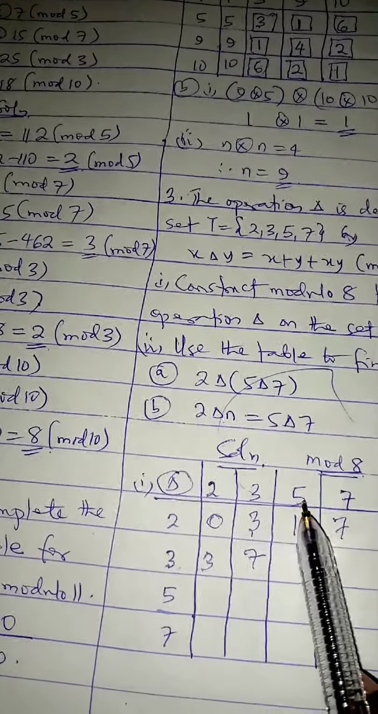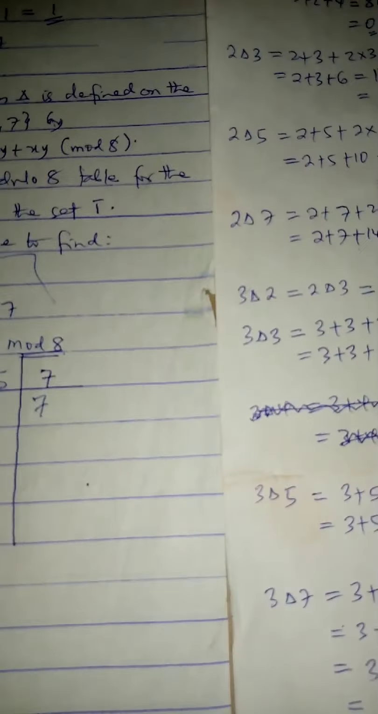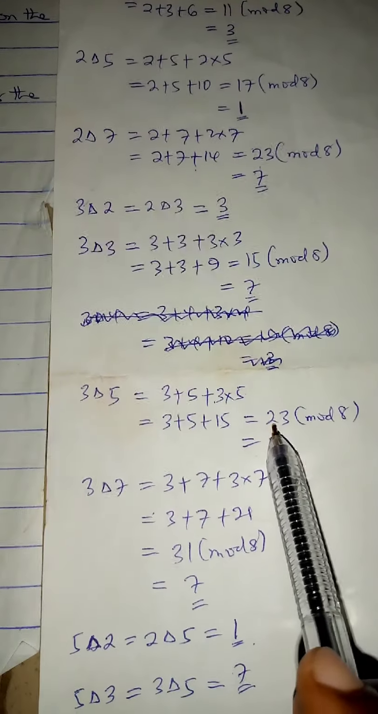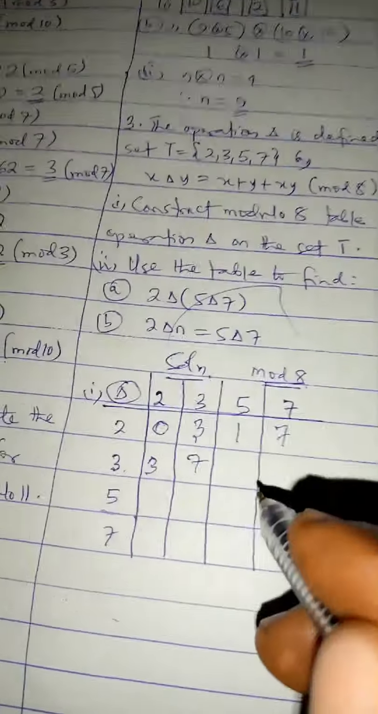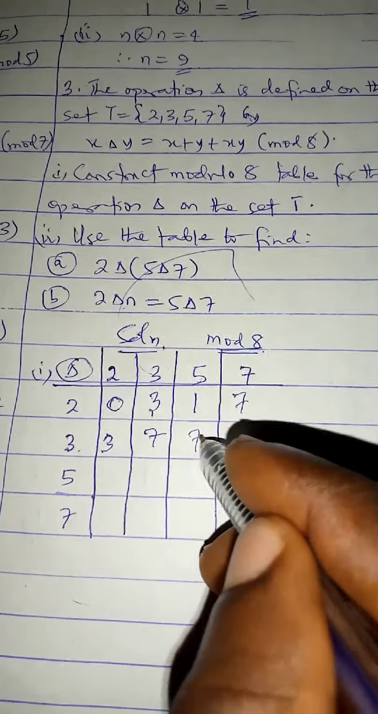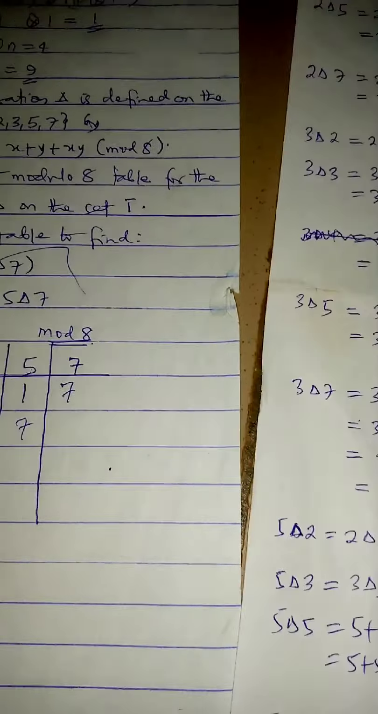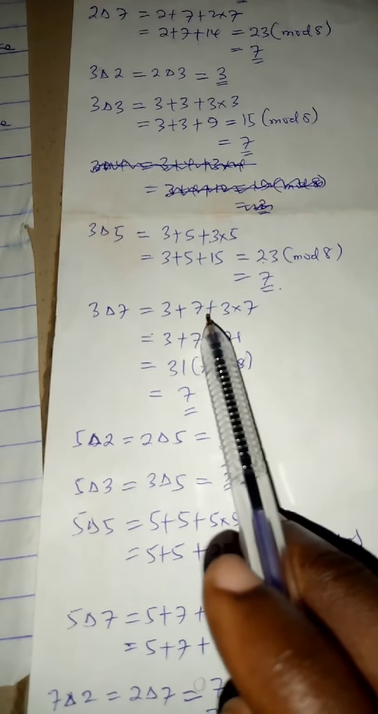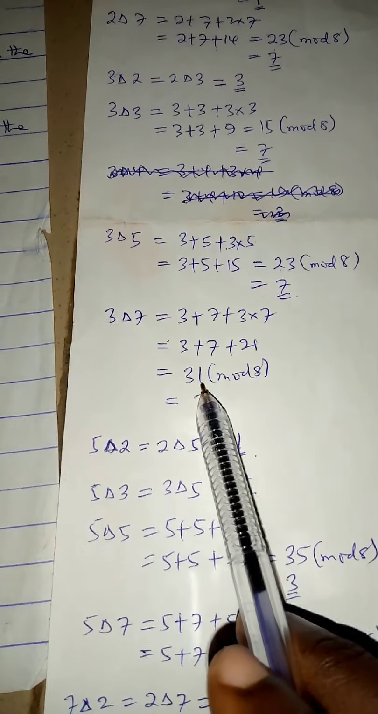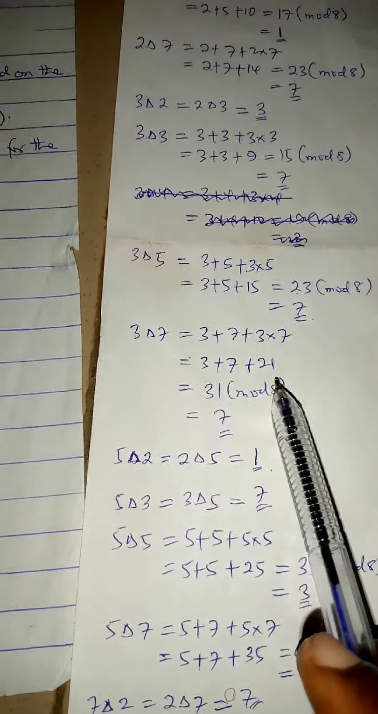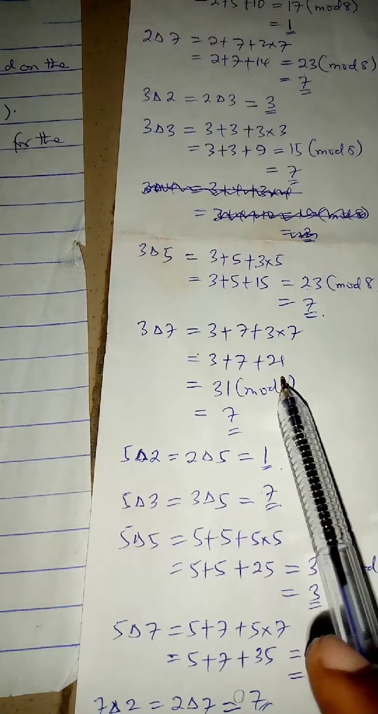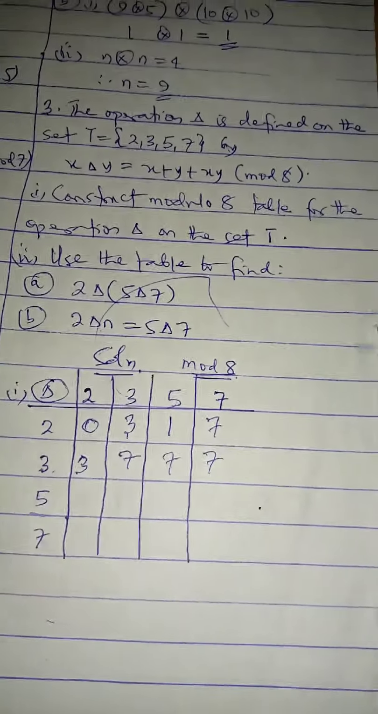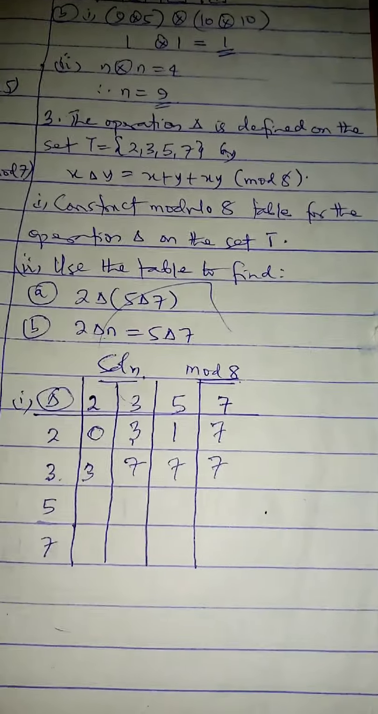3 triangle 5 will be 3 plus 5 plus 3 times 5, which will give 23. When you remove 16, it will give you 7. Also, 3 triangle 7 will be 3 plus 7 plus 3 times 7, which will give 31. When you remove 24, you will have 7. That number 8 will divide will give you a number less than 8.